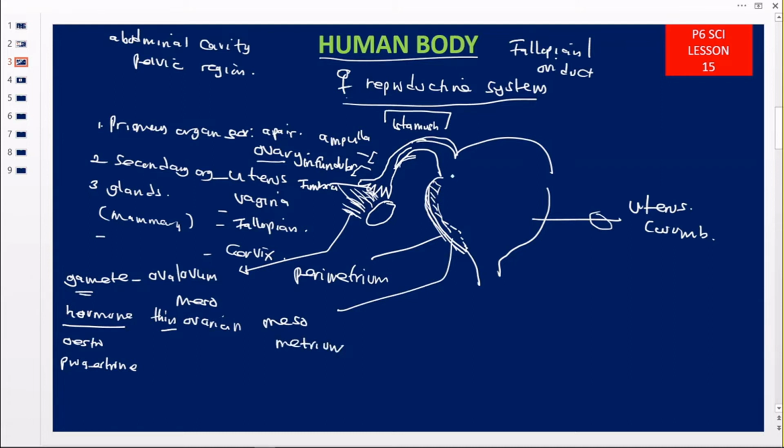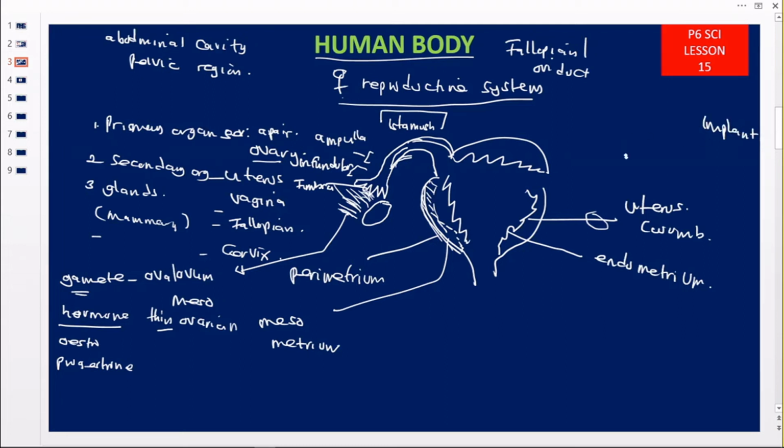Then it has the last one, which is highly vascular. So this one is highly vascular, just like this. Now the innermost layer is what we call the endometrium. Within this uterus is where we have implantation, as we are going to discuss later on. So all this is the uterus. We said here in the fallopian tube, or the oviduct, we have fertilization.